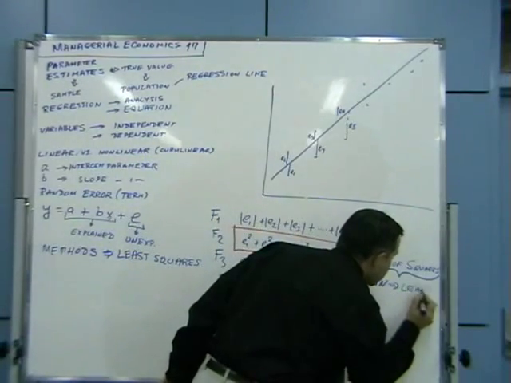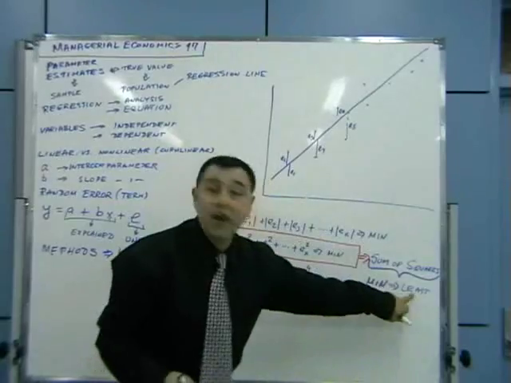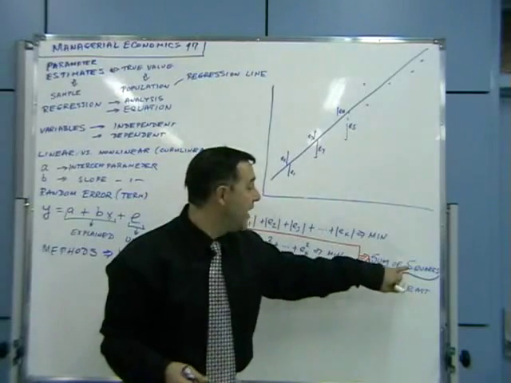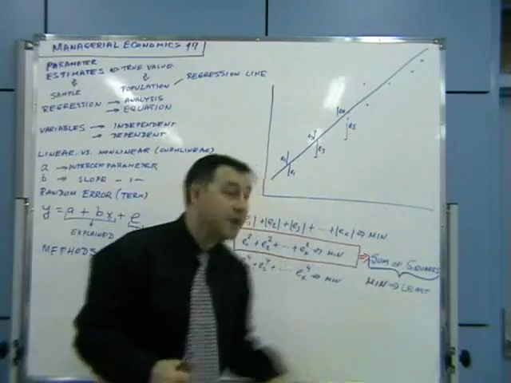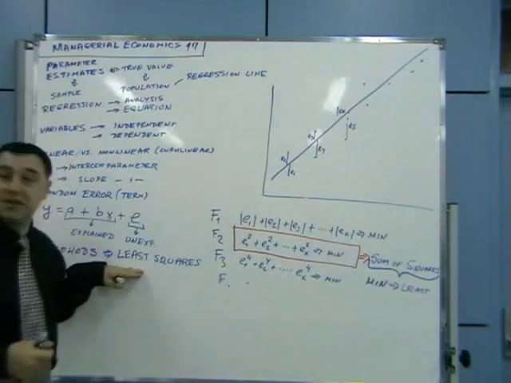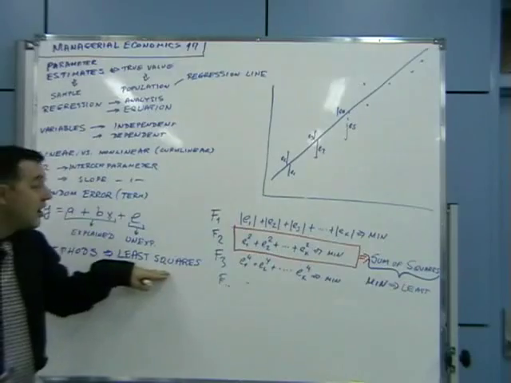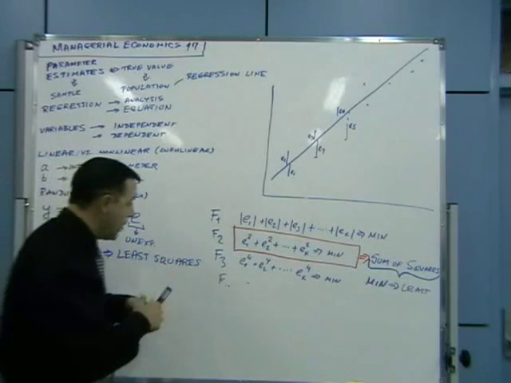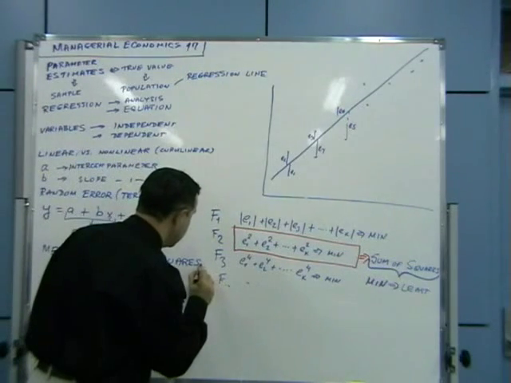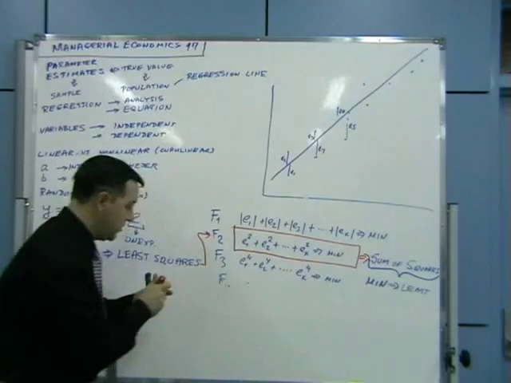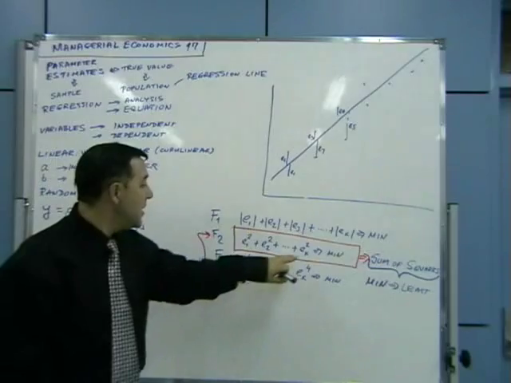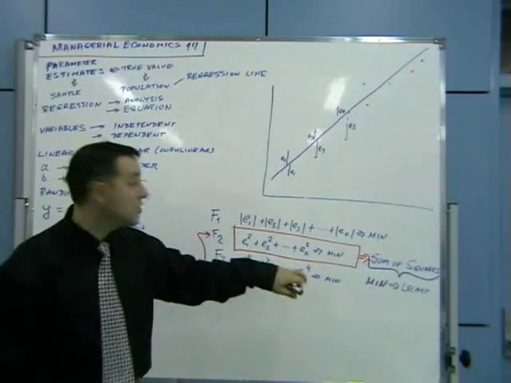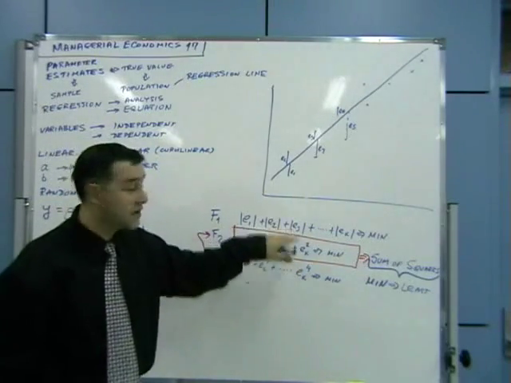The "least" stands for the lowest possible value of the sum of squares. So the least sum of squares becomes shortened to least squares. When we say least squares in statistics, we always mean this particular one. Well, what other reason do we have statistically to use this function instead of this function?